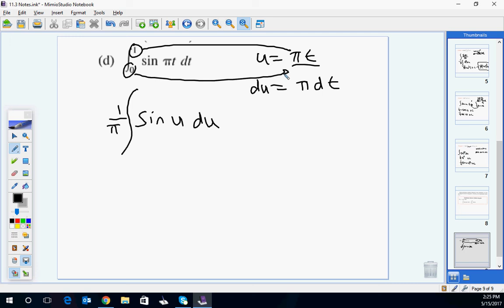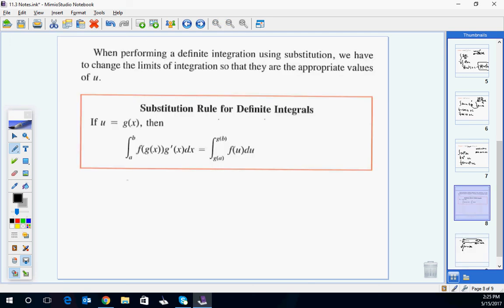So if I put 1 there, it's pi. If I put 0 there, it's 0. So it just changed from 0 to pi instead of 0 to 1. That's what I was just telling that box before. You get it from your u. See right here? G of A, G of B. That's what your u is. Your g of x.